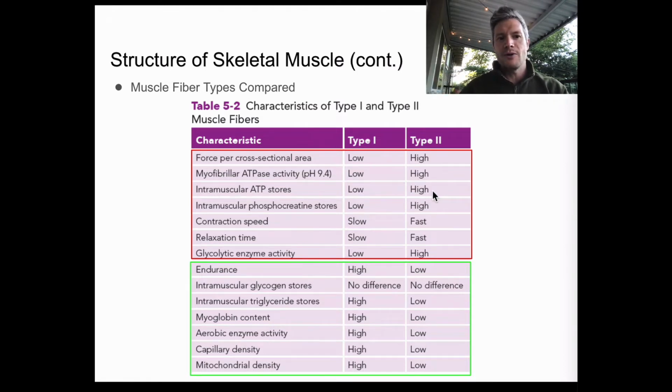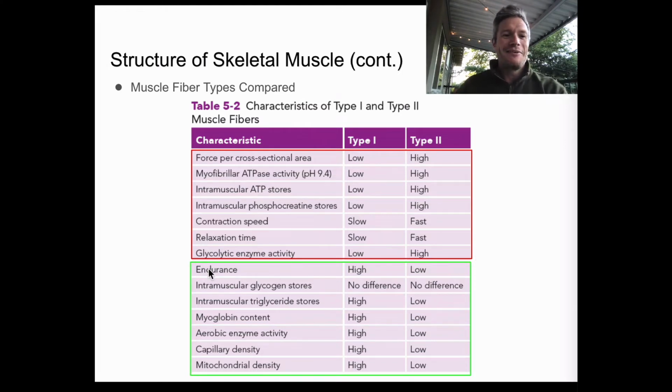There's a higher amount of intramuscular ATP stores, and we spoke about this when we were talking about anaerobic metabolism. So hopefully you're pairing type 2 muscle fibers with anaerobic metabolism in your minds. They have a greater amount of phosphocreatine. Again, that's anaerobic metabolism. The contraction speed is significantly faster. Their relaxation time after contracting is very quick as well. And glycolytic enzyme activity is also high. That should seem familiar from our anaerobic metabolism discussion.